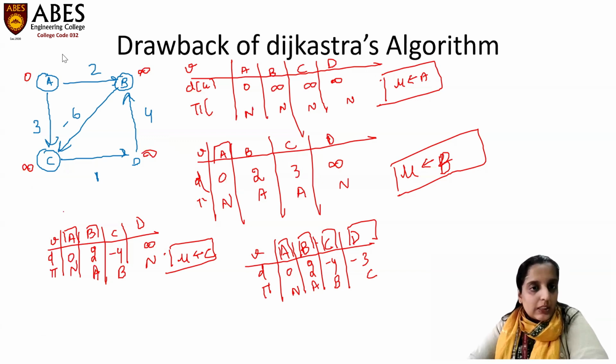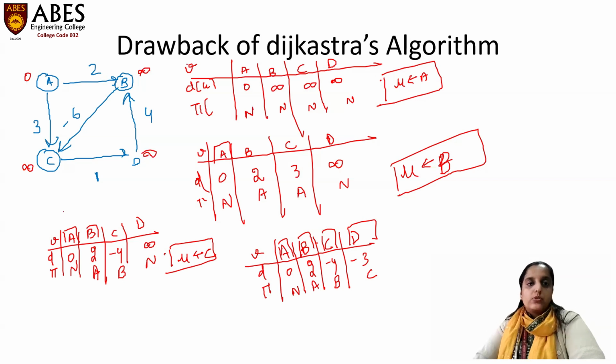As you can see here, we can go from A to B. So 0 plus 2 is less than infinity, so we'll update the distance to 2. Next the arrow is going in this direction: 2 minus 6 is minus 4. Minus 4 is less than infinity, so we can update. After this the arrow goes in this direction: minus 4 plus 1 is minus 3, so we can do this. The arrow goes in the upward direction, so minus 3 plus 4 is 1. Again, we can update.